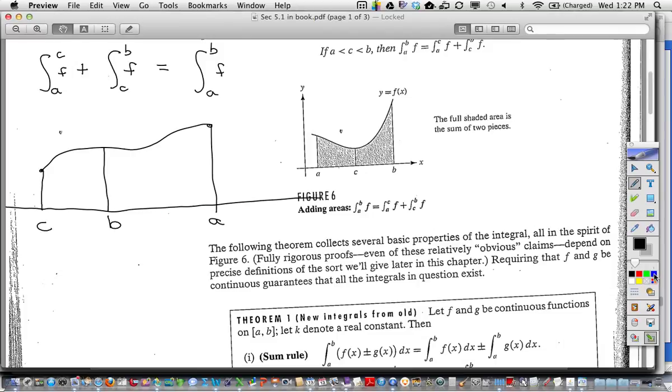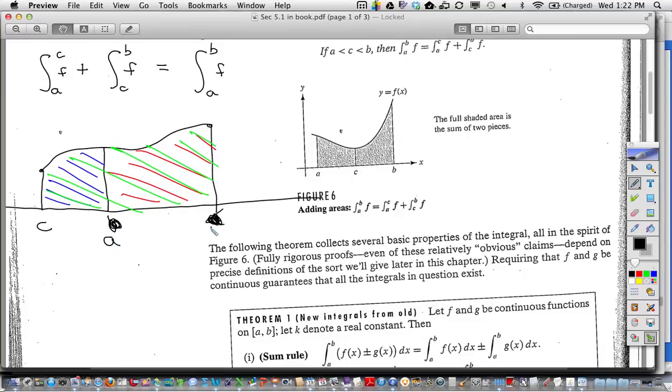Okay? Now, let's look at these areas. Here's a blue area. Here's a red area. And then we got the whole area is the green area. And notice I even put the A and B backwards. Okay? Let's think about this now. The area from A to C. Now, time out. Let me make one change. I don't like the A and B backwards. Let's make the A there and B there.